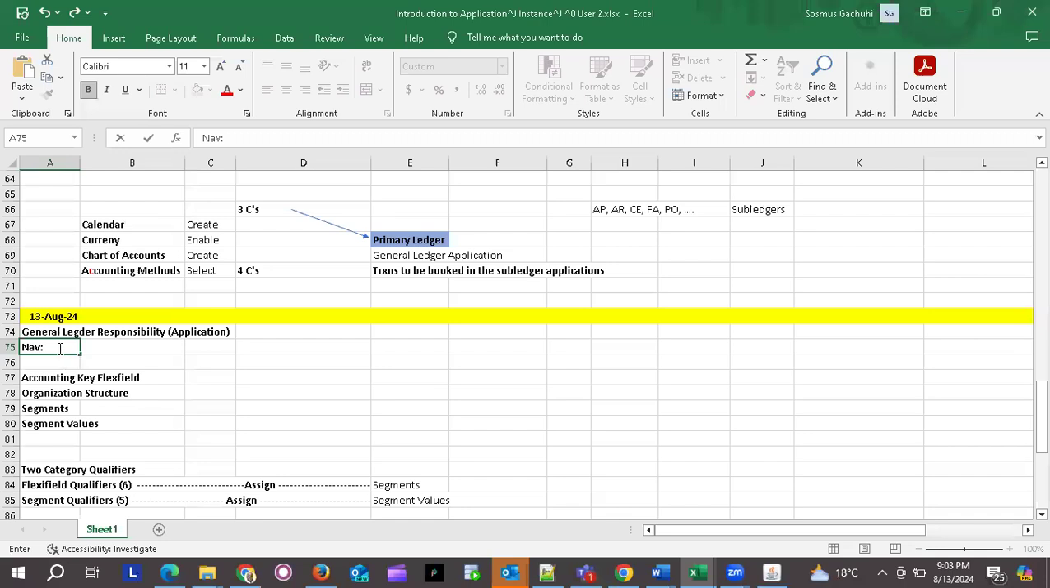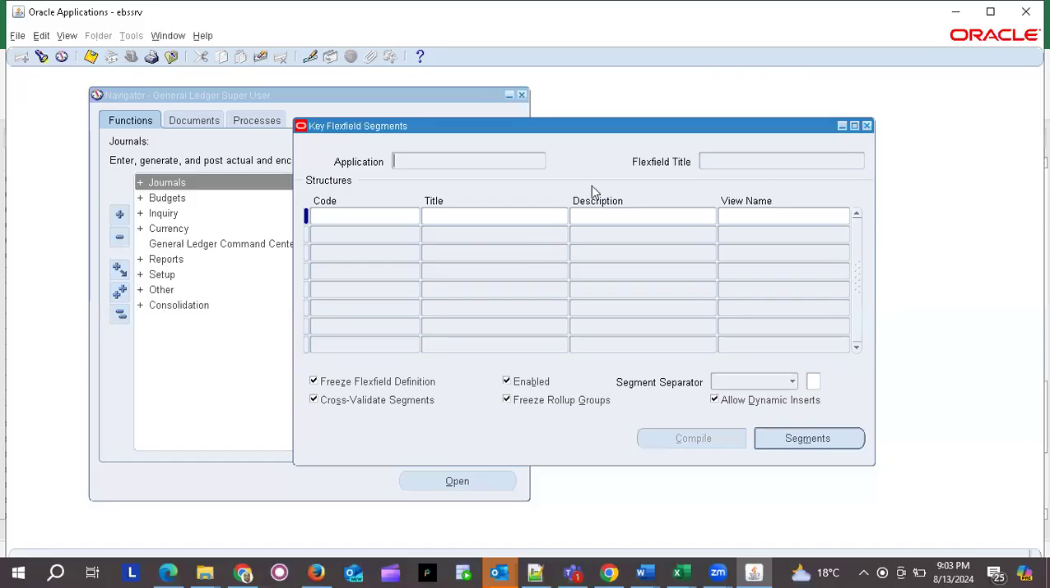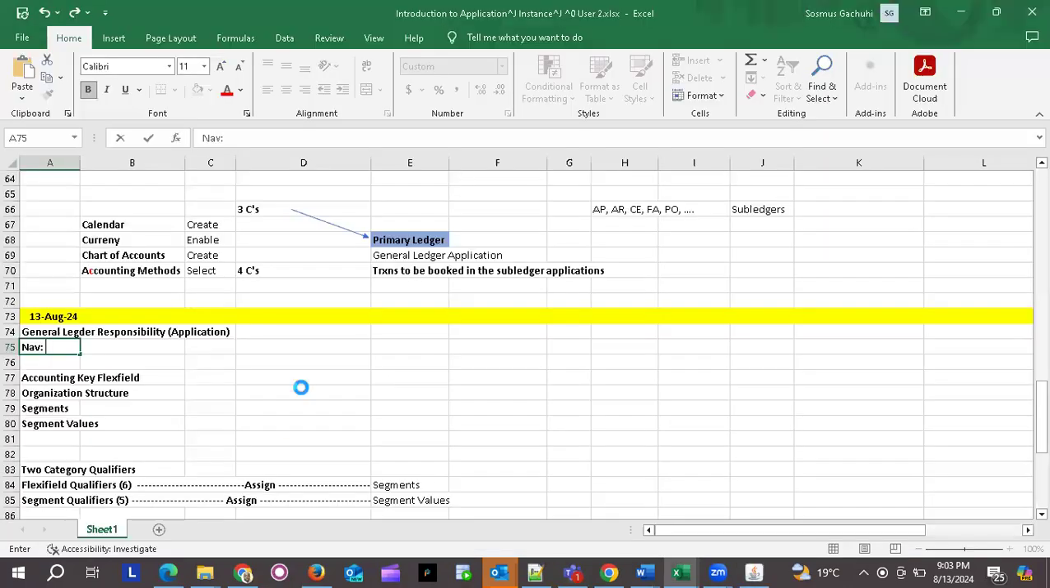Then after that, we can define the organization structure, then define the segment, and also go to segment values. But in today's session, I just wanted to bring it home for you to understand what we will be doing. We'll start building from tomorrow. Today, I can only show you once we land in this kind of window. Again, allow me to close this.